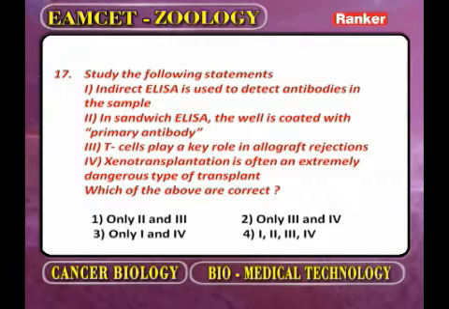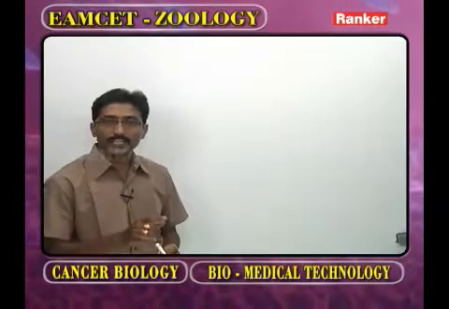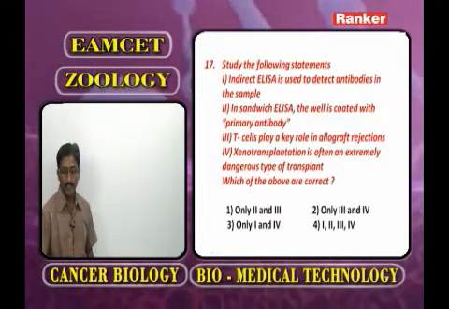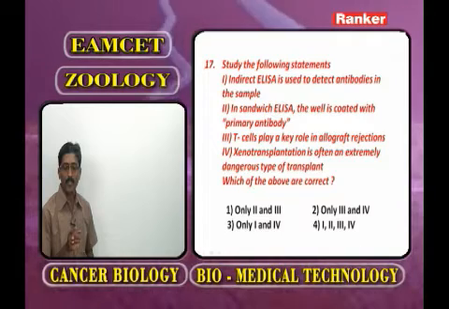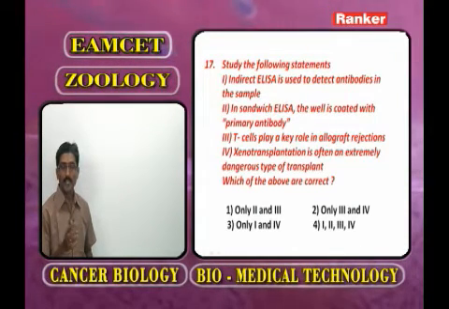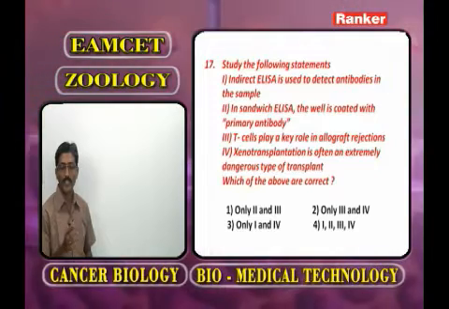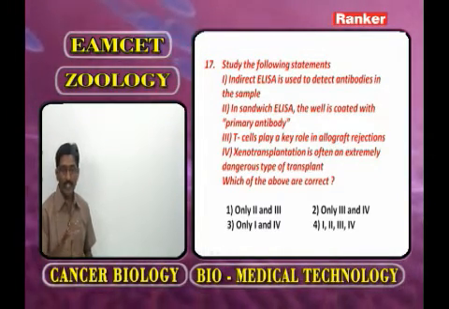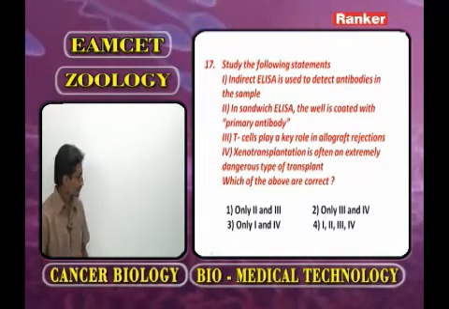Study the following statements. Indirect ELISA is used to detect antibodies in the sample. Second one, in sandwich ELISA, the well is coated with primary antibody. The T cell plays an important role in the allograft rejections. Xenotransplantation is often an extremely dangerous type of transplantation. Now, out of these, what are the correct statements?